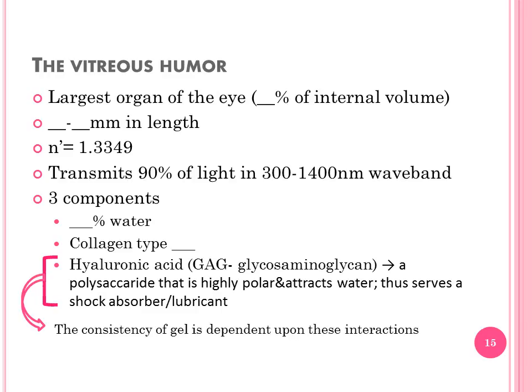So hyaluronic acid is a GAG. I don't know if you have heard of GAGs in biochemistry. That's the shorthand for it. It's essentially a glycosaminoglycan. Okay, so that is essentially sugar and protein. It's a polysaccharide that's highly polar, thus attracts water, thus serves as a shock absorber and lubricant. So this is really important in the vitreous.